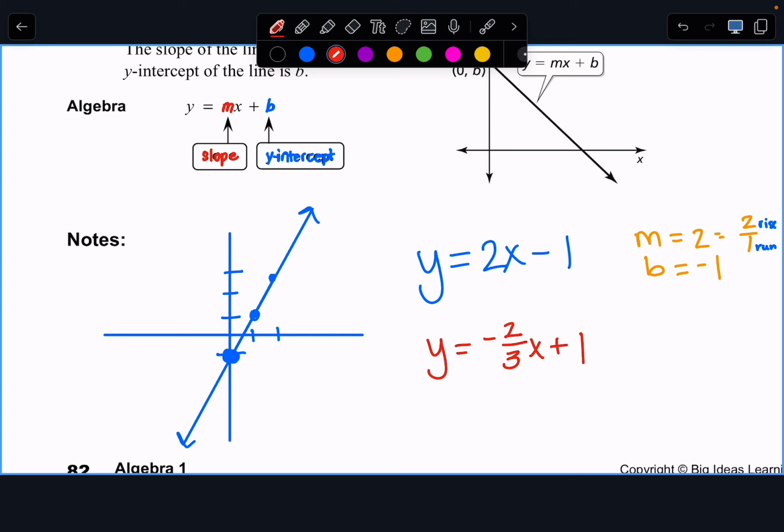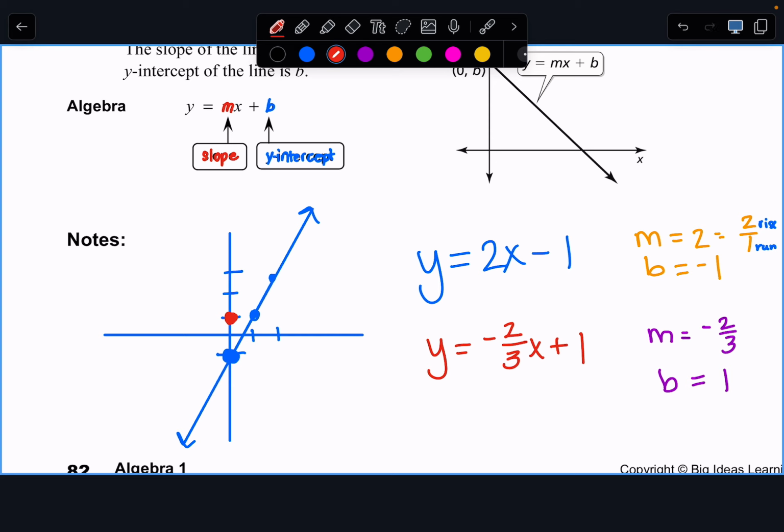In the red equation that I wrote down, what number represents slope? Negative 2/3 is our slope. What's our y-intercept? Positive 1. Okay. So this is what we need to do. We need to plot our y-intercept. We need to plot our y-intercept at 1.